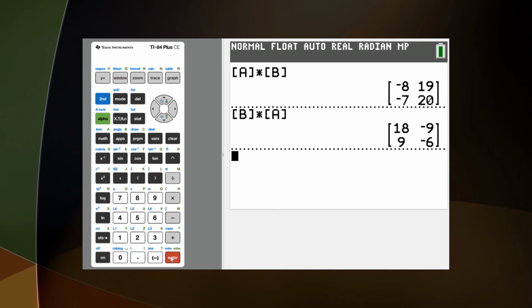So what this tells us is that the commutative property of multiplication does not hold true for matrix multiplication. The order in which we multiply the matrices is very important because we have two different results. Again, if we were just in real numbers, the commutative property of multiplication would hold true. 3 times 5 equals 5 times 3, but obviously we've demonstrated here that matrix A times B does not equal matrix B times A. Quite a bit different, in fact.